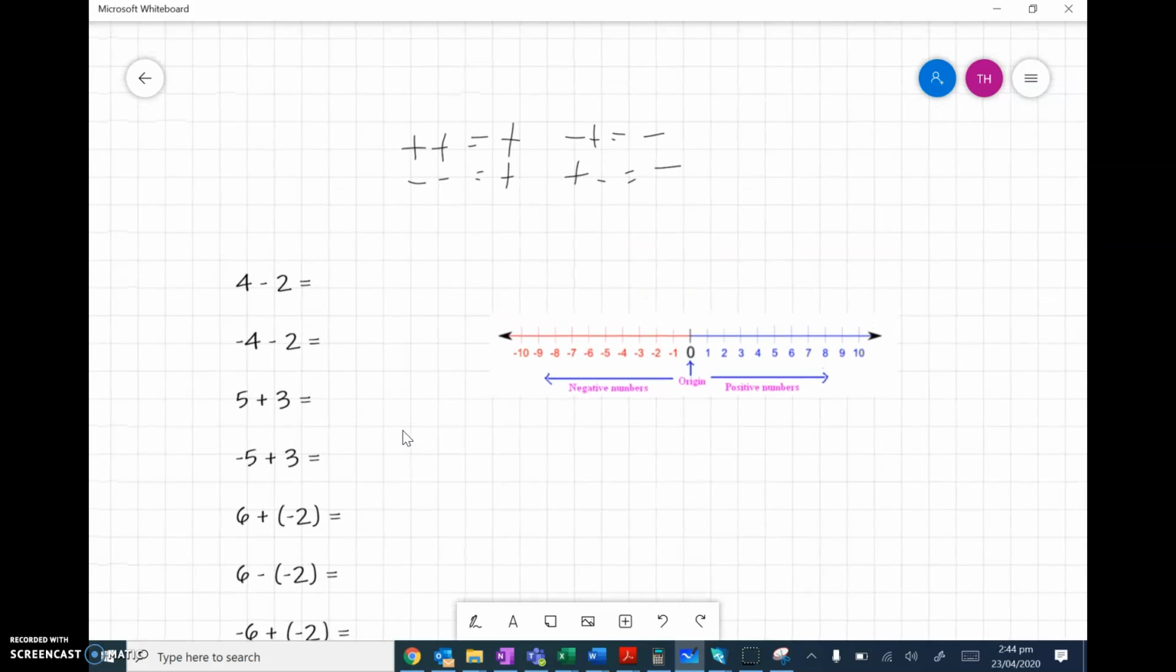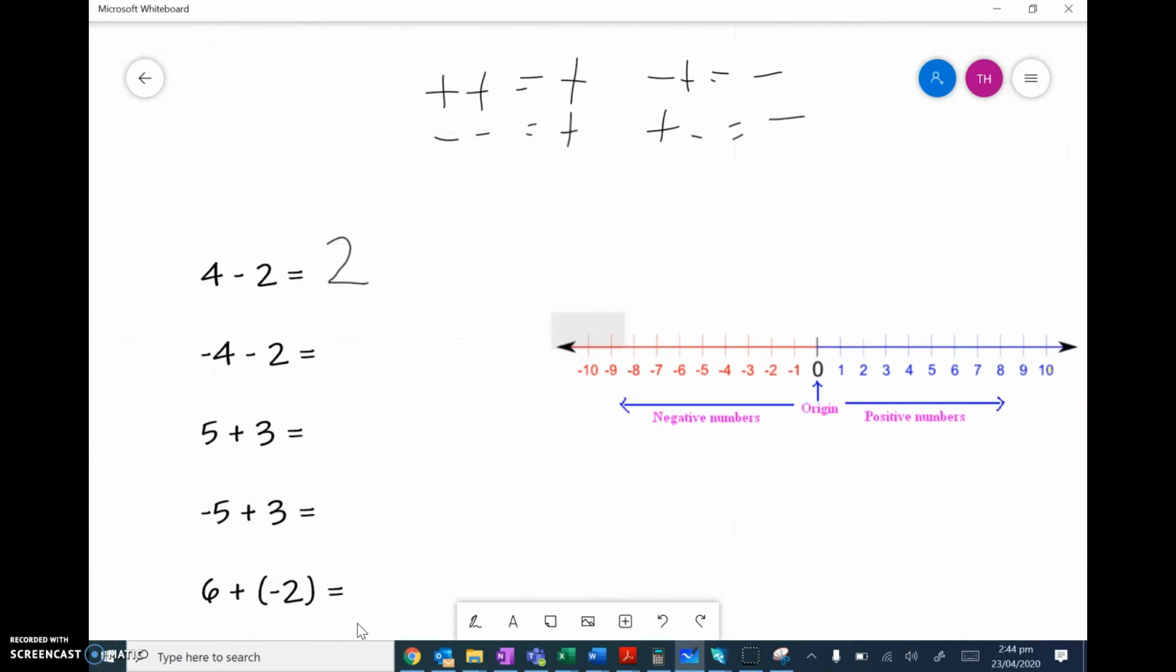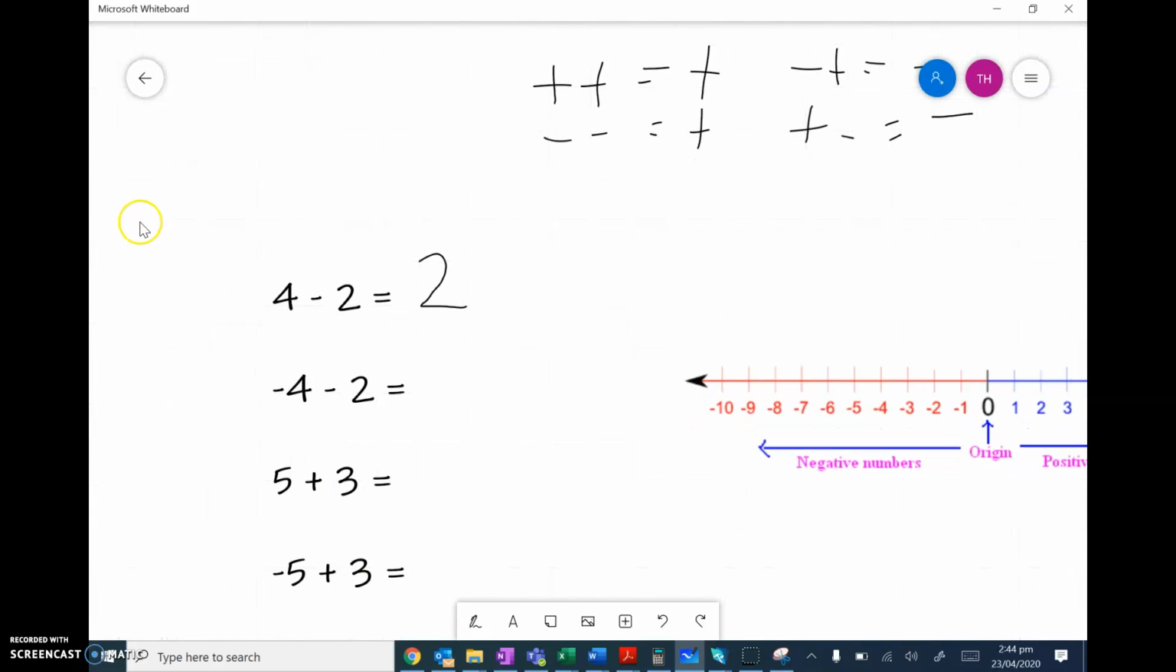Alright, I'm going to do these questions. So we have 4 minus 2. Now everyone can do that. That is just 2. The reason I want to show that one is because to get the answer 2, we have to go 4 take away 2.